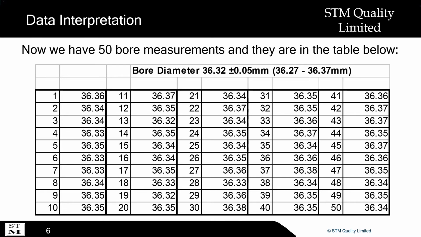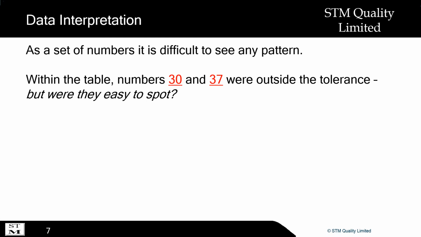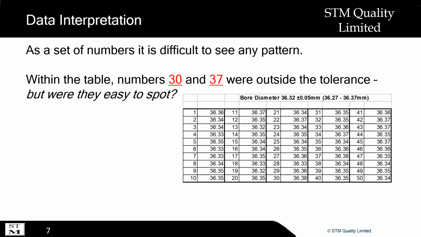Here we can see the bore diameter, which was dimensioned at 36.32 plus or minus 0.05 millimeters. The table shows 50 results of the measurements that we've taken. As a set of numbers, it is difficult to see any pattern. Within the table, numbers 30 and 37 were outside the tolerance, but were they easy to spot?